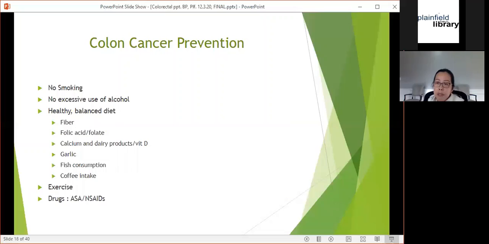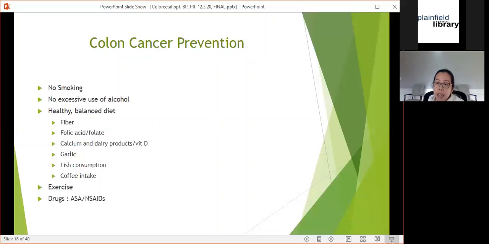So the strategy for colon cancer prevention is no smoking, no excessive use of alcohol, and weight control or weight loss by a healthy and balanced diet. A low-calorie diet can reduce weight by up to 17%. High fiber, folate, calcium, vitamin D, dairy products, garlic, fish consumption, and coffee intake have all been studied to prevent colon cancer. However, the data is not conclusive.